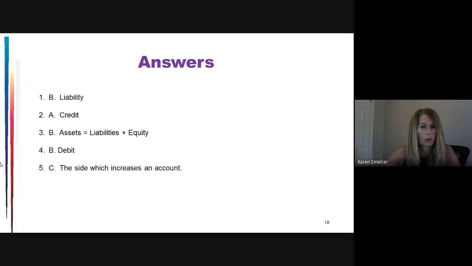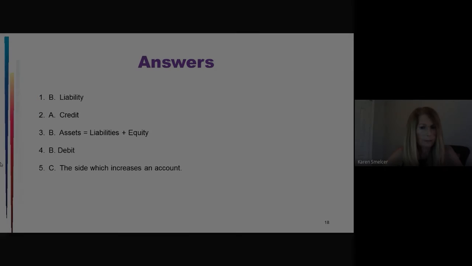Remember the first screen, that includes the common stock, the revenues, expenses, that's the expanded accounting equation. So if you chose that one, you chose the expanded, but the basic one is assets equals liabilities plus equity. Okay. Number 4, the normal balance of an expense account is on the debit side. Okay, so hopefully you got that correct, and we had that in one of our examples we just worked through. And finally, the normal balance of an account is the side which increases an account.